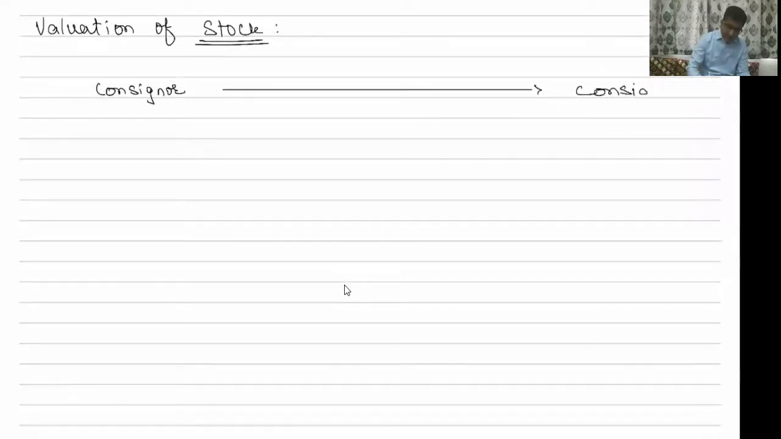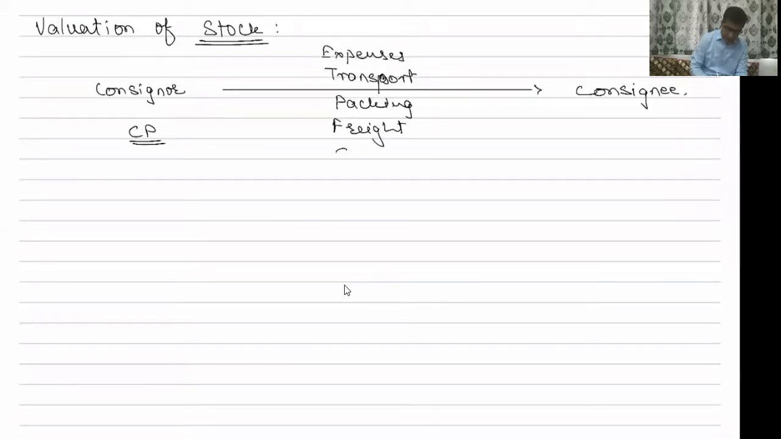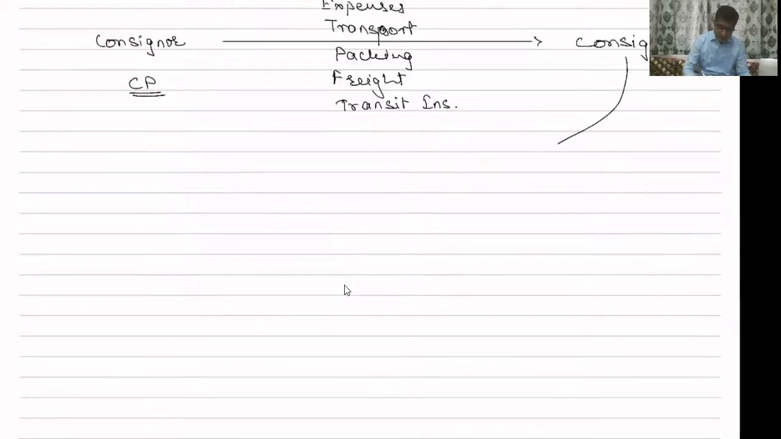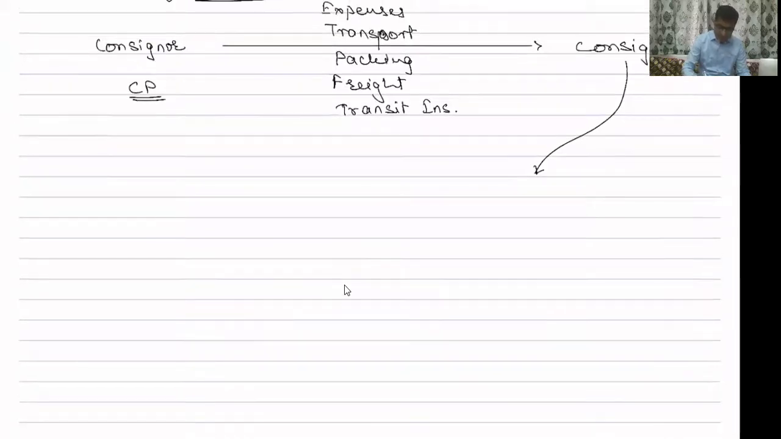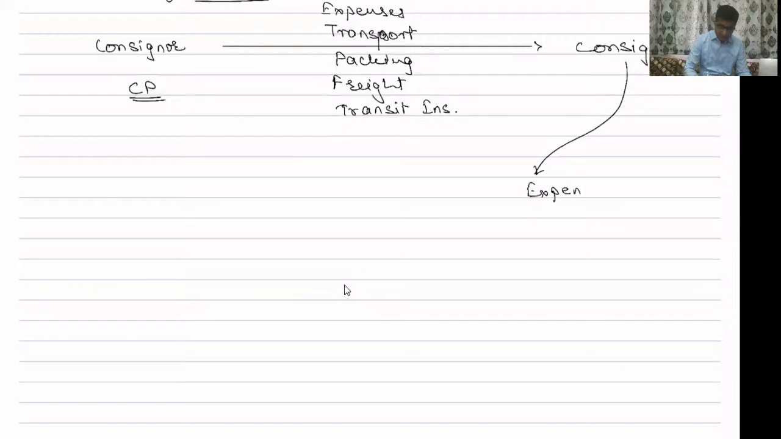in these cases, he is not only incurring the cost price of the goods, but he also incurs the expenses. Expenses on account of transport, expenses on account of packing, expenses on account of freight, expenses on account of transit insurance, and at the same time when the consignee receives the goods, he also incurs certain expenses. He may incur the expenses related to loading, unloading.